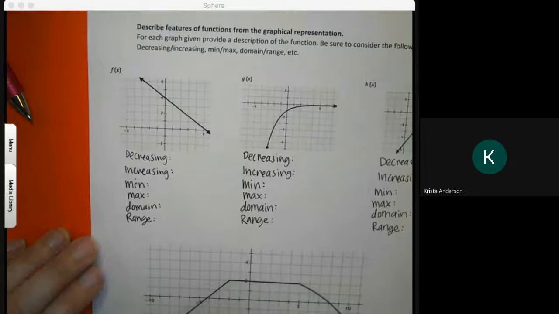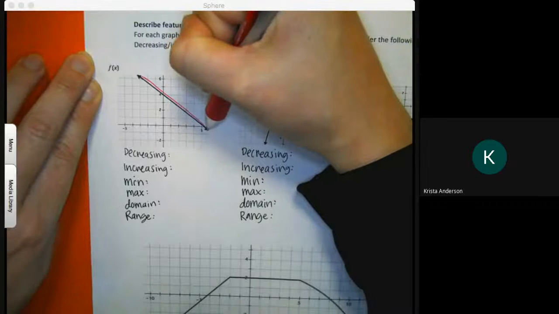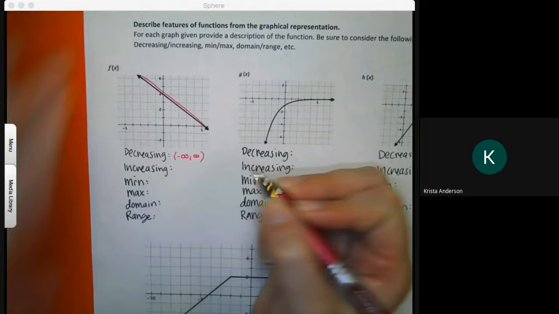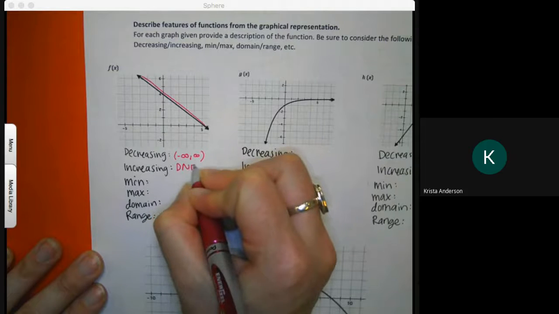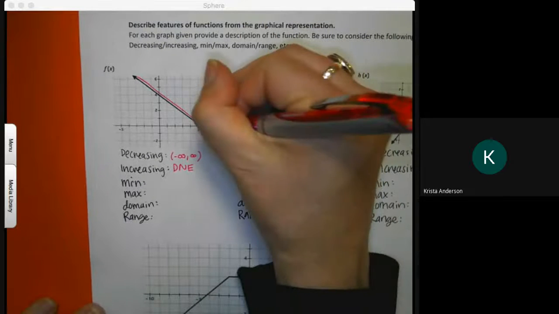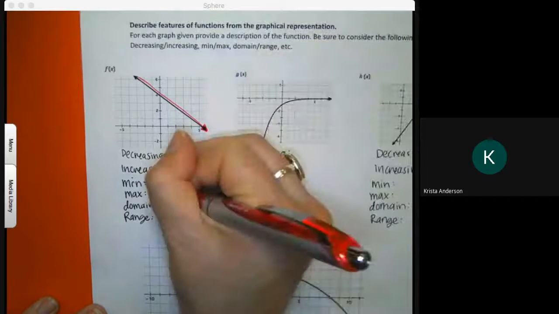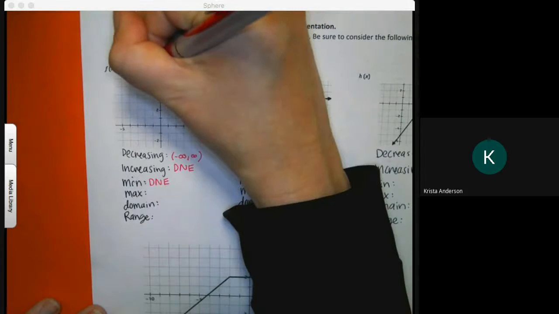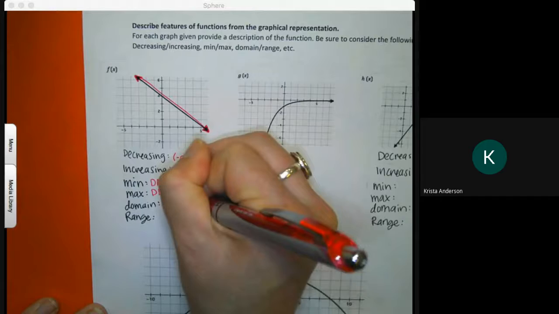So this graph, as I read left to right, it is decreasing the entire time. To say that it's decreasing, I would say negative infinity to infinity. The whole piece is decreasing. Increasing, it never increases, so I would write it does not exist. Minimum, does it have a lowest point? Because there's an arrow, there will never be an end. It will continue going lower and lower, so does not exist. Same thing with max, see how it has an arrow? It will continue on and on forever, so a maximum will not ever exist.